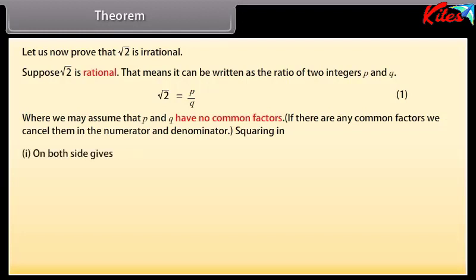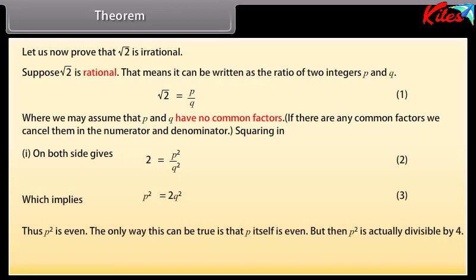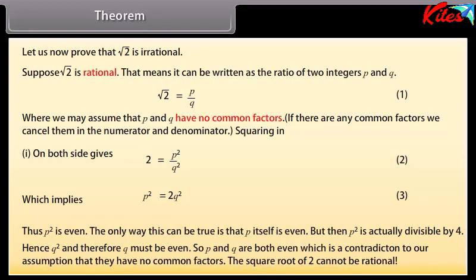Squaring both sides of equation 1 gives 2 is equal to p square upon q square, equation 2, which implies p square is equal to 2q square, equation 3. Thus, p square is even. The only way this can be true is that p itself is even. But then p square is actually divisible by 4, hence q square is even, and therefore q must be even. So p and q are both even, which is a contradiction to our assumption that they have no common factors. The square root of 2 cannot be rational.